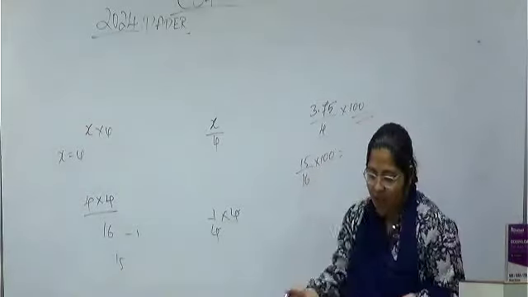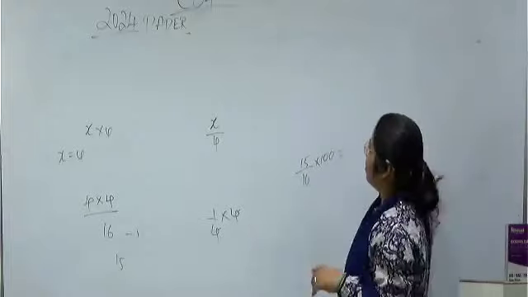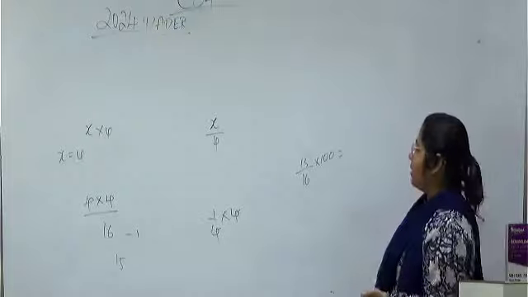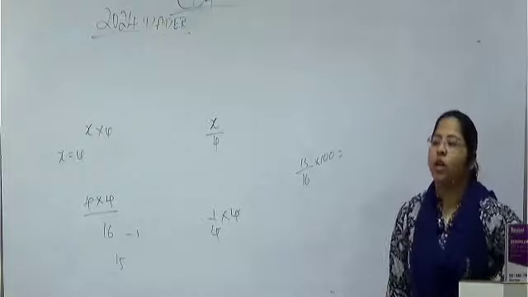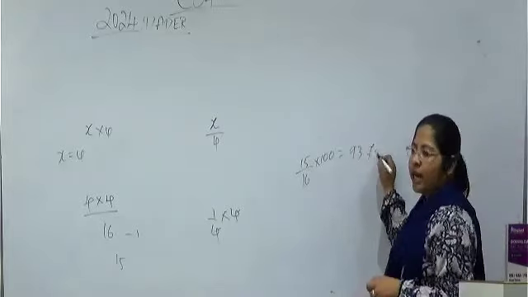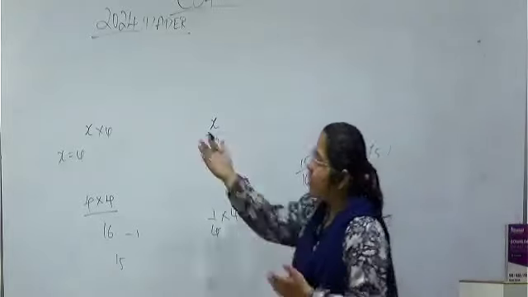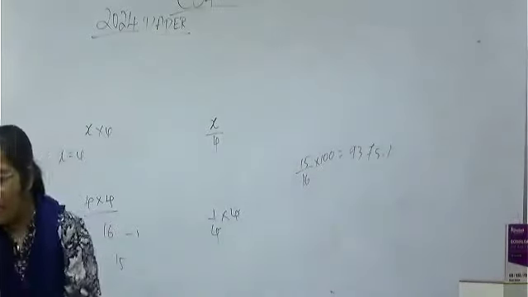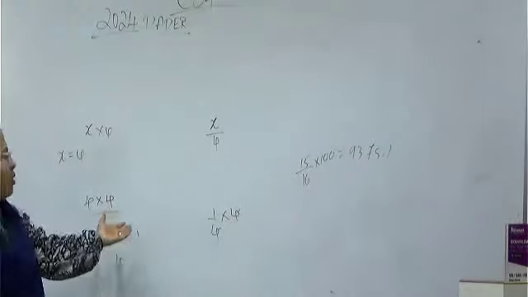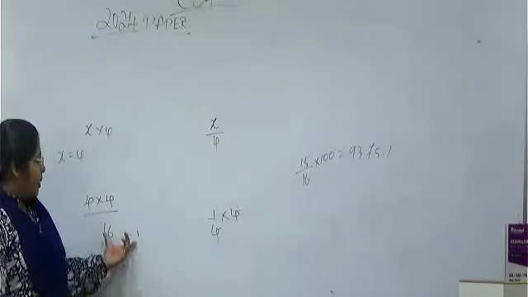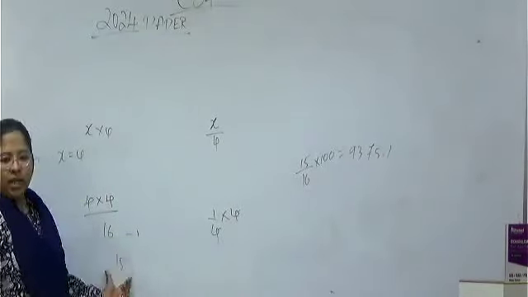At least give me the answer now. What is 15 upon 16 into 100? Exactly, 93.75. You will get 93.75%. Rather than taking 1, because 1 was making the calculation complicated, I thought let me take 4. When I took 4, the difference was easy, 16 minus 1. I did the same thing, but the moment you saw decimals, you panicked.